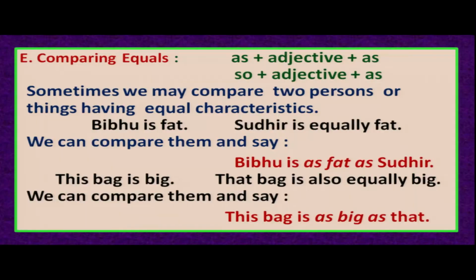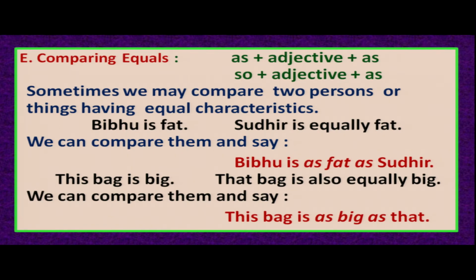So now you see there are some adjectives. When we compare, we use as plus adjective plus as. You just see. We may compare two persons or things having equal characteristics, equal quality. Bibu is fat, Sudhir is equally fat. Both are equally fat, so we say Bibu is as fat as Sudhir, Bibu is as tall as Sudhir, Bibu is as intelligent as Sudhir. So as plus adjective plus as.